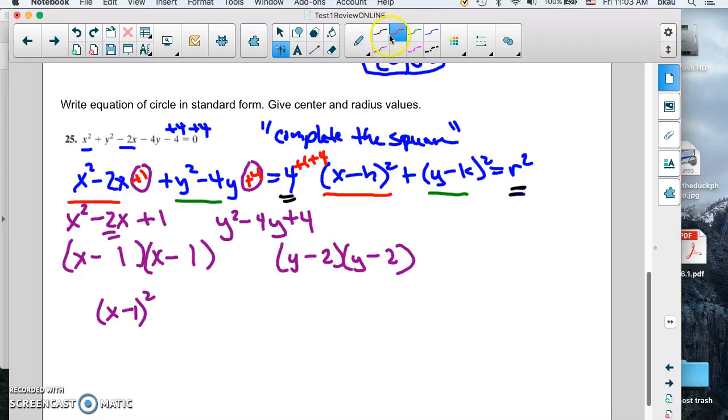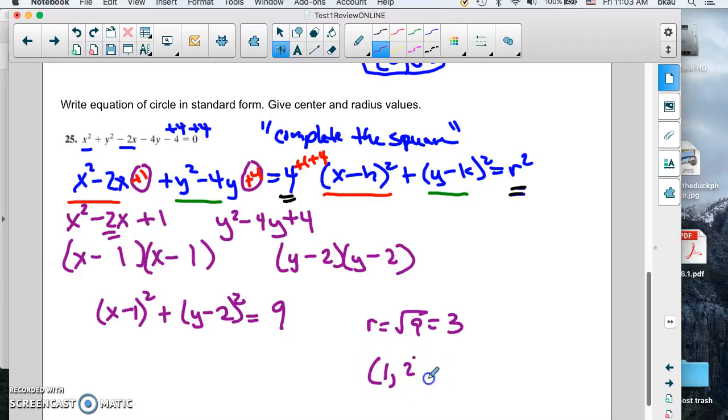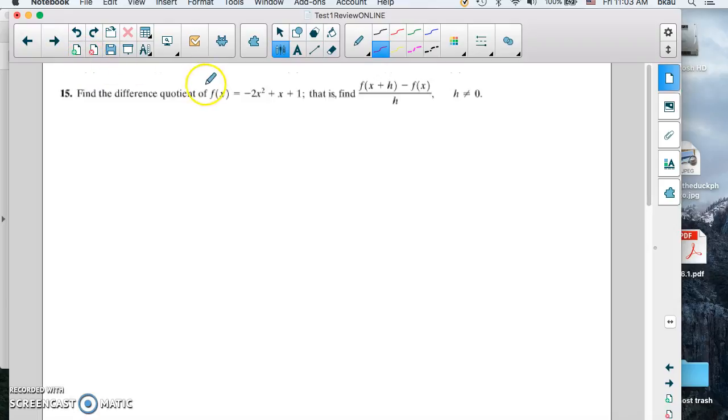So in this case, our answer is going to be (x - 1) squared and (y - 2) squared. And our new radius squared is 4 plus 1 plus 4, which is 9. So actually our radius is 3. Radius is the square root of 9, which is 3. And our center is (1, 2). It's the opposite of these values here, since the formula has a minus. So that's how you complete the square. All right, moving on to the next problem.